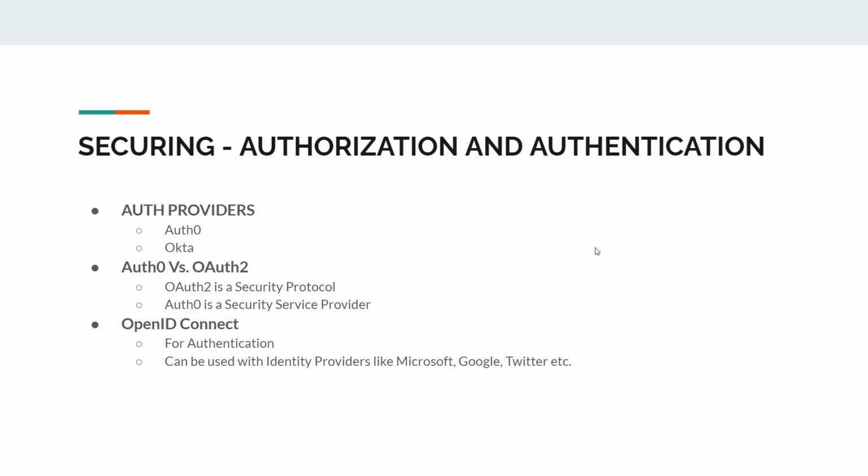One of the misconceptions with a lot of people is Auth0 versus OAuth2. OAuth2 is actually a security protocol, and Auth0 is a security service provider, a managed service provider. If we talk about authentication, OpenID Connect can be used for authentication, where we define our credentials with a username and a password. That's more of an authentication that can be defined. And OpenID Connect can be used with identity providers like Microsoft, Google, Twitter, or any other known provider, or federated identity providers.